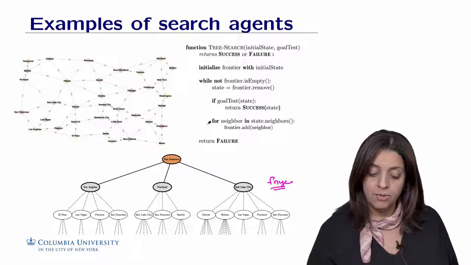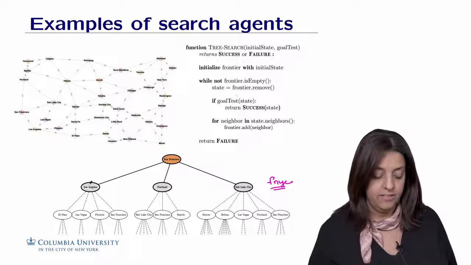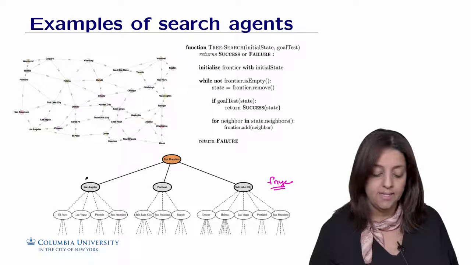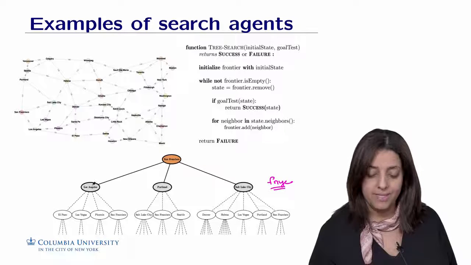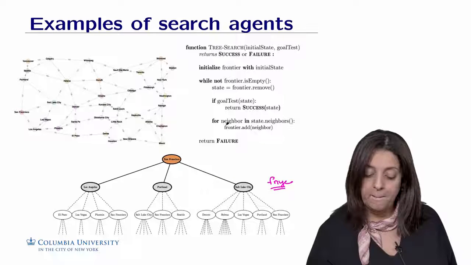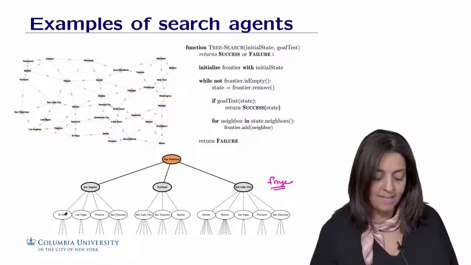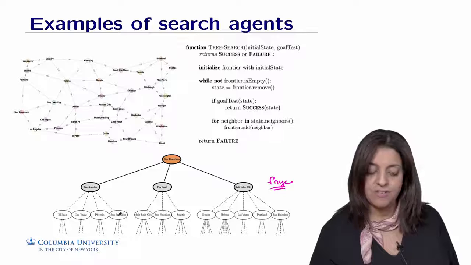So what I'm going to do is reiterate in our loop here and remove one element from the frontier. I'm going to remove Los Angeles. Is it the goal test? Is it Chicago? No, it's not. Then I will keep going. I will add all the neighbors of the state of Los Angeles into the fringe. So I'm going to add El Paso, Las Vegas, Phoenix, and San Francisco.